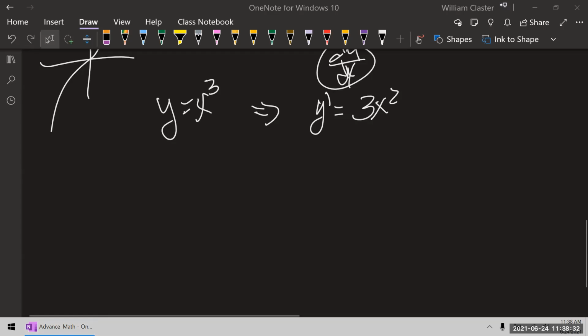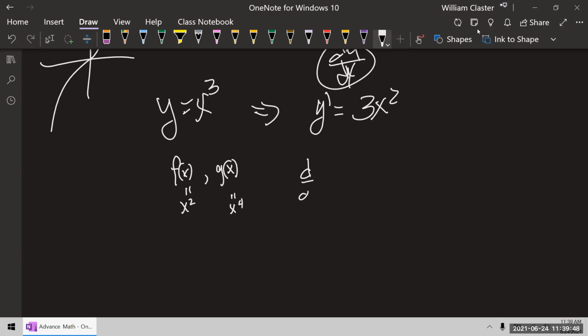Let me bring the screen to here. Okay, a little bit more review. So suppose we have two functions, f of x and g of x. For example, this might be x squared, and this might be x to the fourth. And we want to know the derivative. So we know this, dy dx.